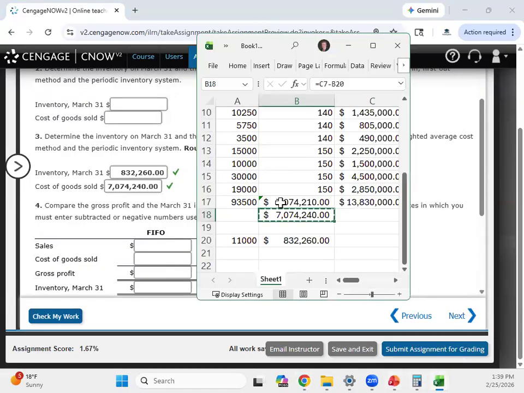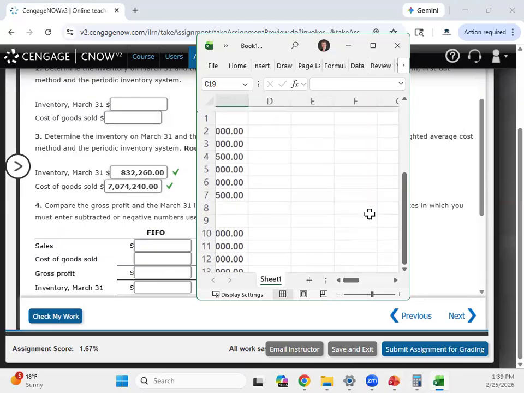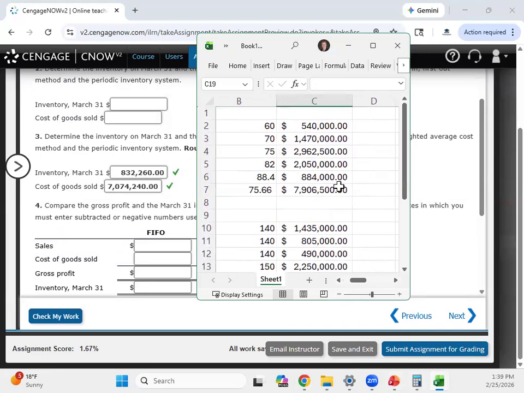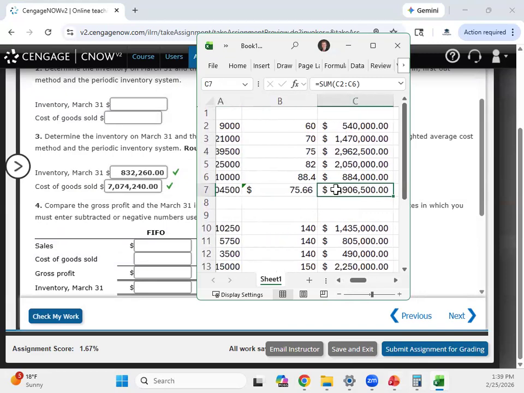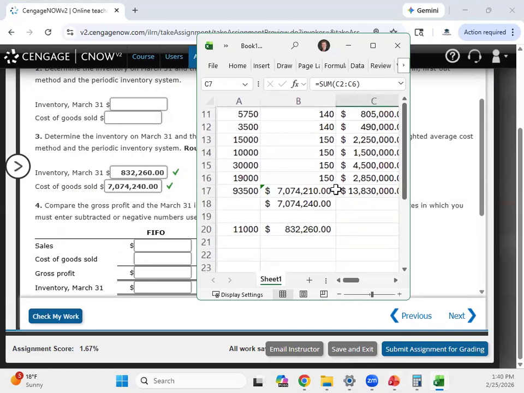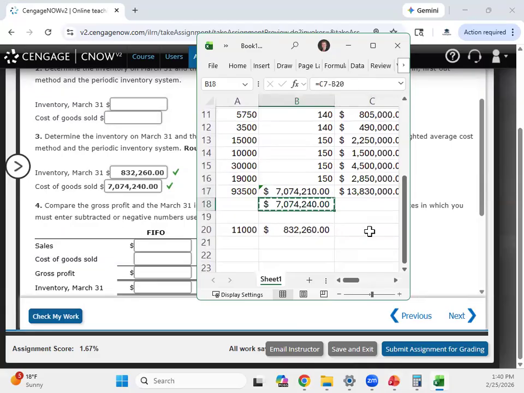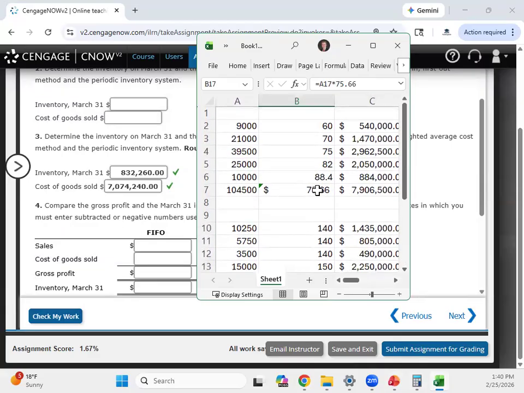So make sure that your ending inventory plus your cost of goods sold equals the total cost of goods available for sale. That's very important. So there's that, it's only a $30 difference because there were those extra decimal points. It was 75.66003. But when we're dealing with millions of dollars here, it sort of matters more.